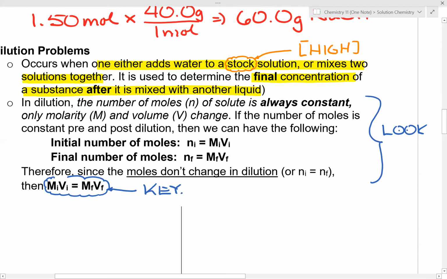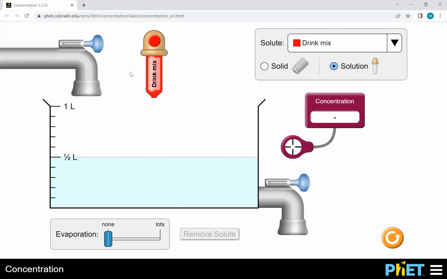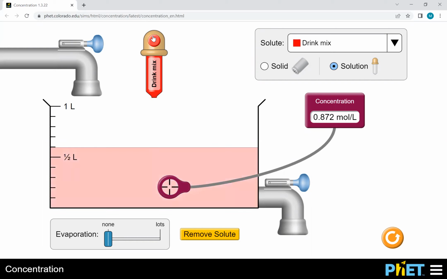Now, some of you might say, well, I don't get it. Well, what I'm going to do is show you a particular diagram, a particular simulation. So what we have is a drink mix and a certain volume of water. So let's say I add some drink mix. Now, notice we have a specific volume on the left-hand side and a specific concentration. Now, let's say I add water. Notice my volume has increased, but the concentration has decreased.